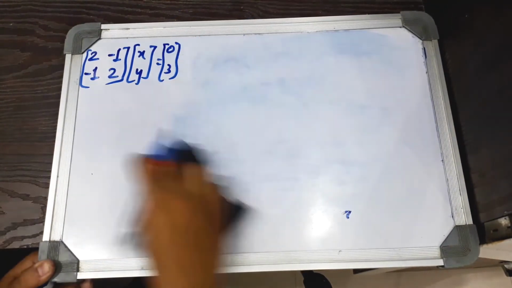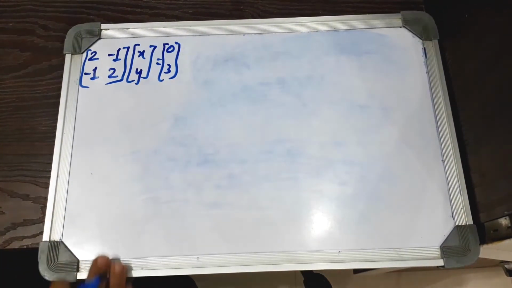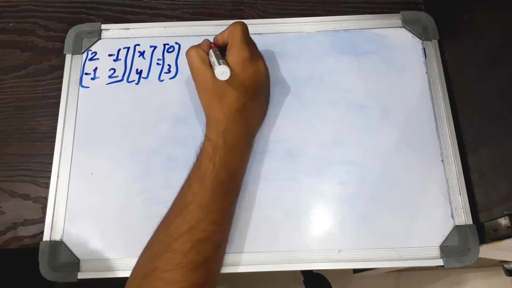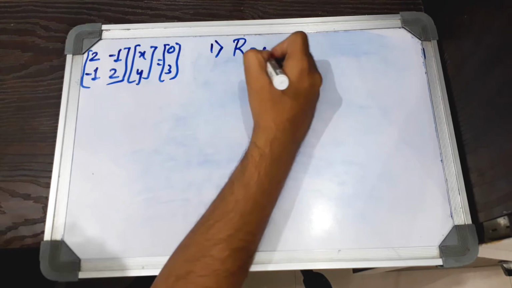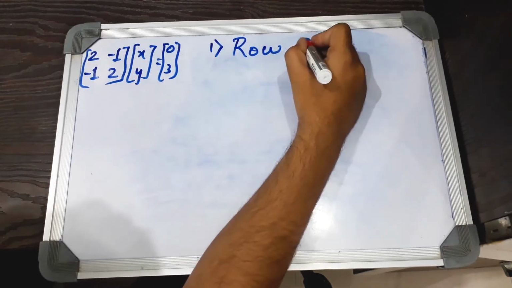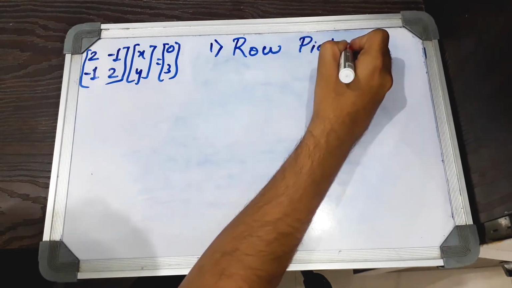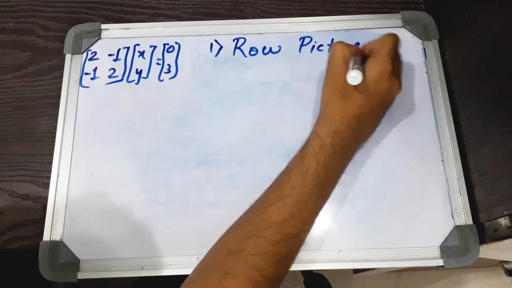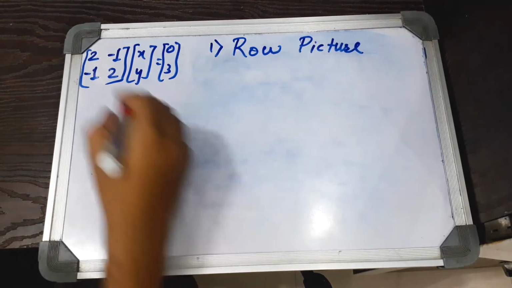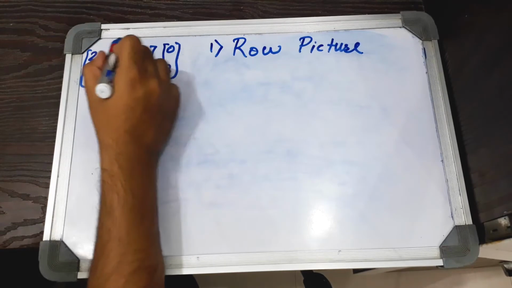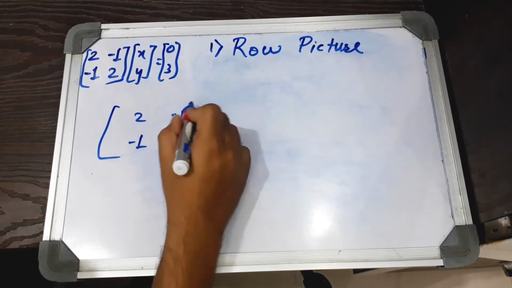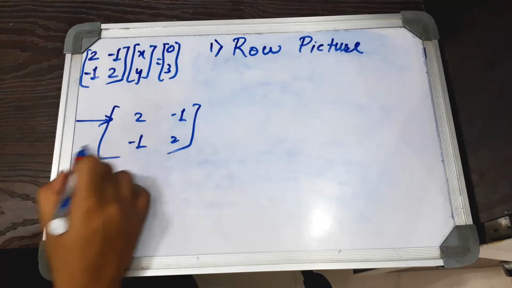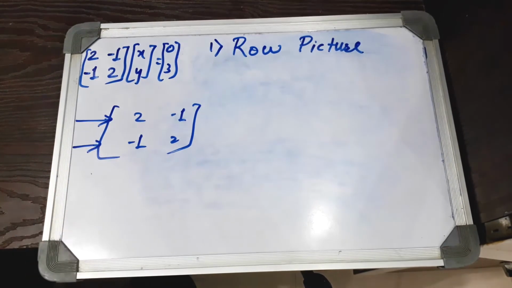So there are two ways we can solve for x and y. Let's see the first way, which is a row picture. Basically here we go row wise, right? If you know a vector 2 minus 1, minus 1 2, we go row wise. Row wise is this way and then this way, right? So we are going to go row wise.